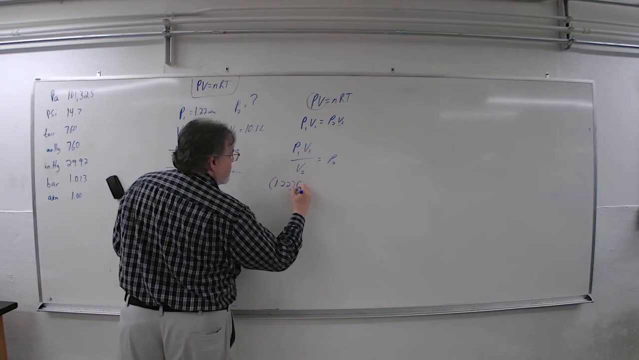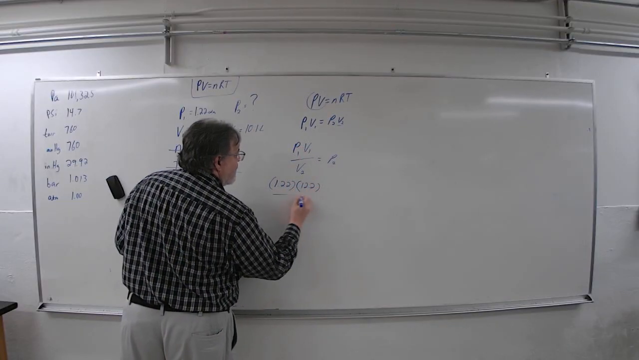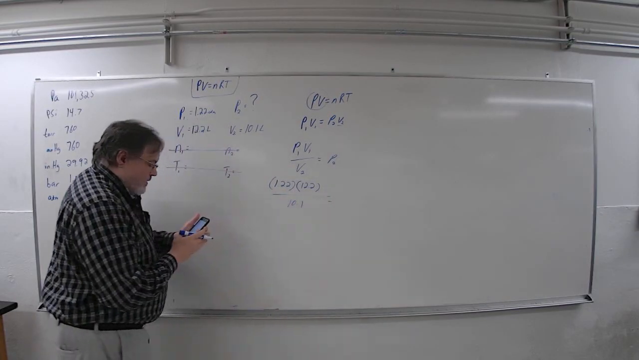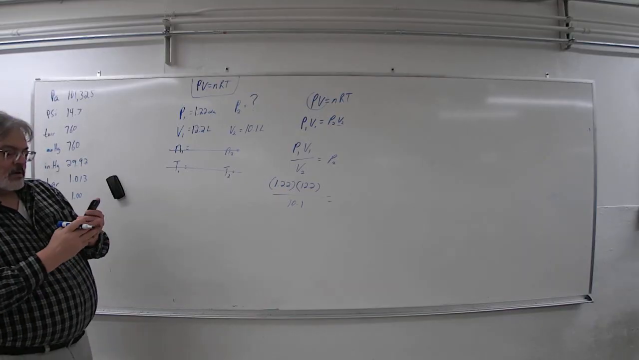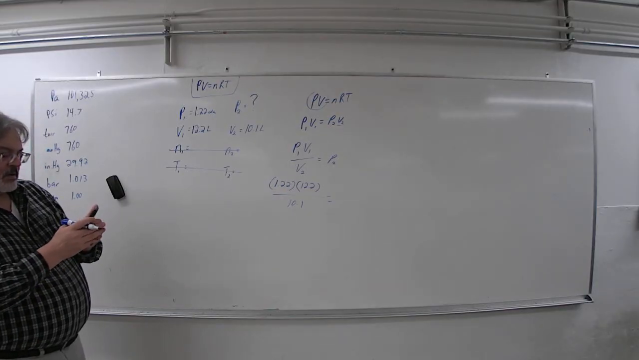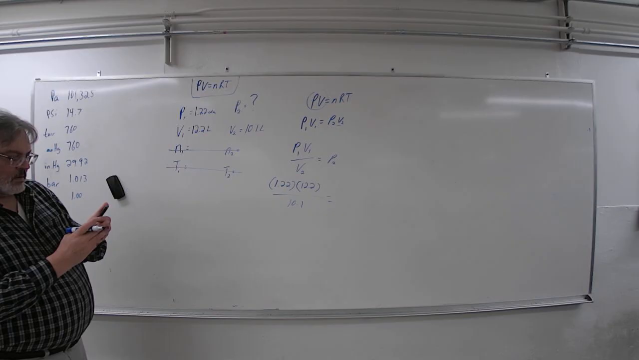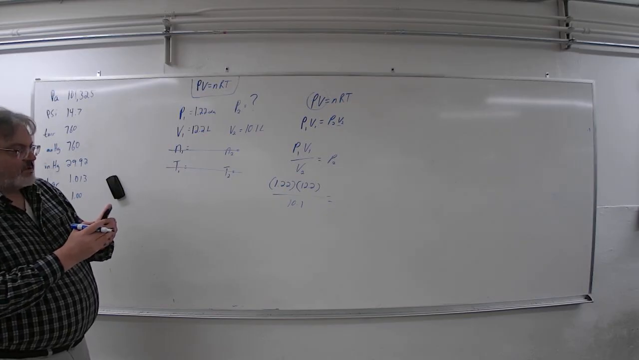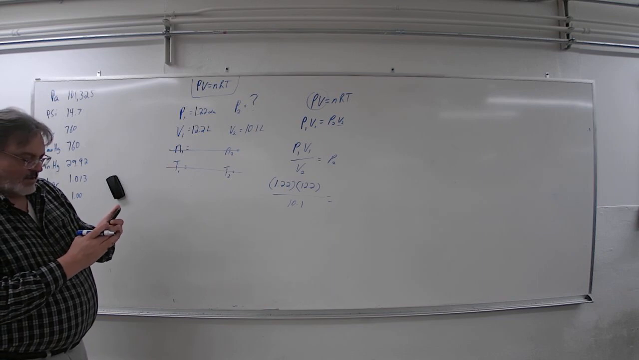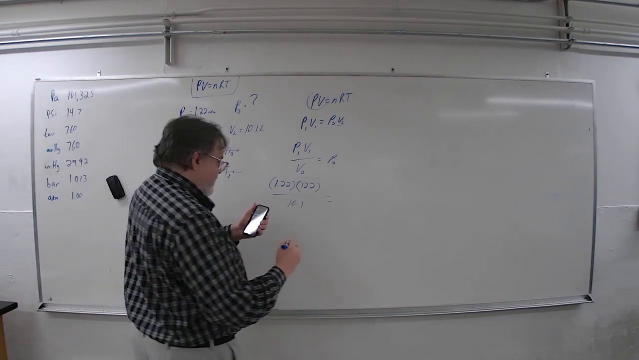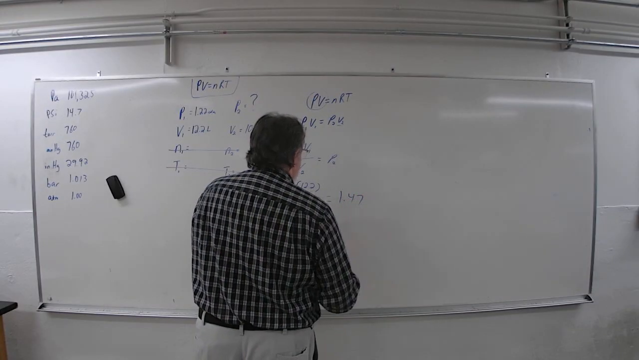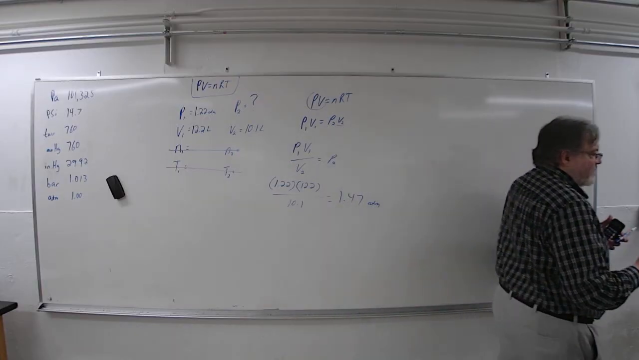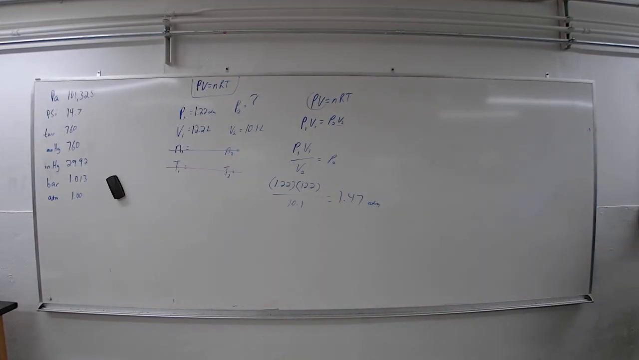P1 is 1.22, V1 is 12.2, V2 is 10.1. So 1.22 times 12.2 divided by 10.1. And that'll be in atmospheres. So that should be the answer to that one.